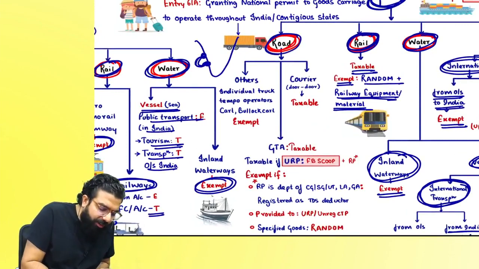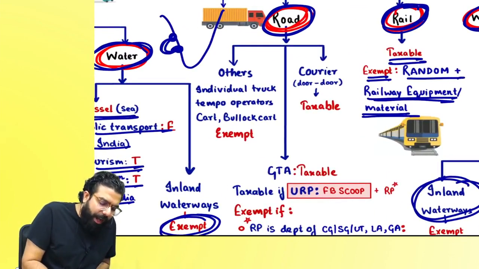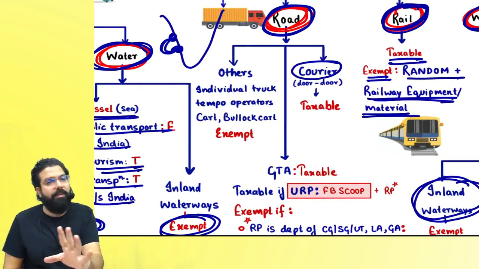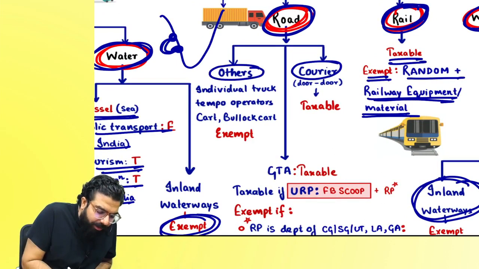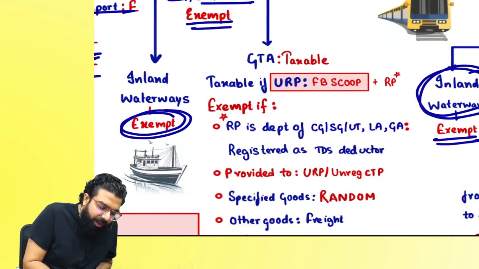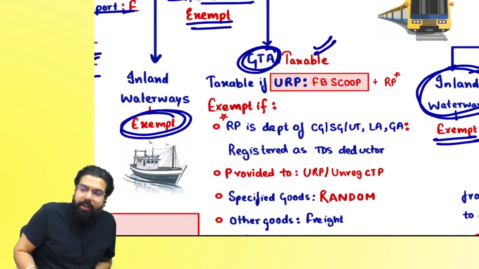Now, road transportation. Road transportation can happen of courier also. When courier is being transported, door-to-door services are always taxable. Sir, if any other person is there, an individual truck operator, tempo operator, cart, bullock cart, then it is exempted. But road transportation done by a GTA is always taxable.